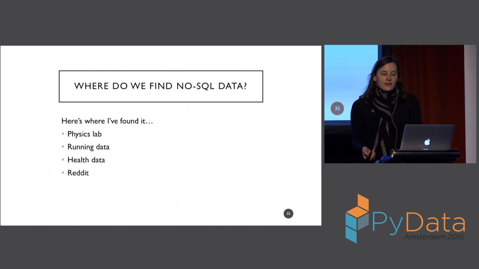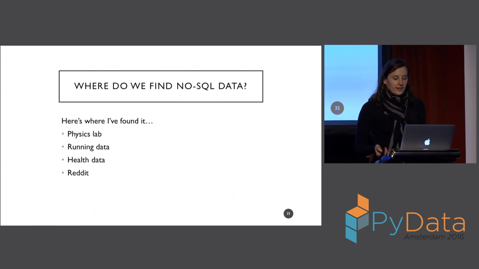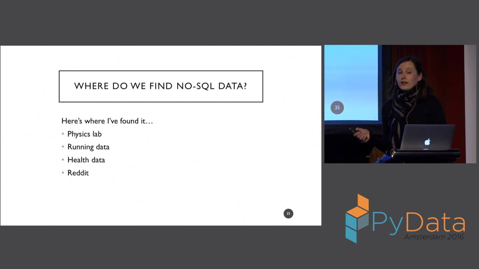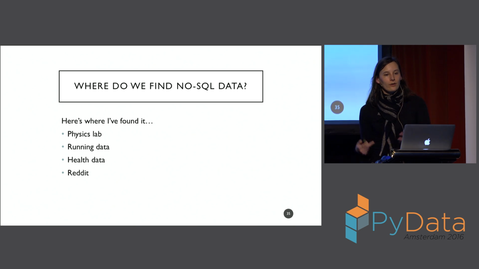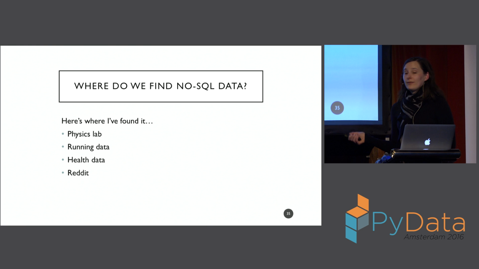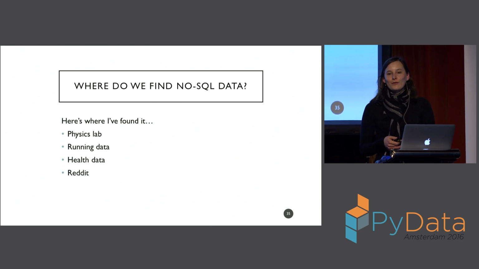Okay, so where do we find NoSQL data? Here's where I have found it, and this is why it's been on my mind. I found it anywhere from a physics lab to working on a running app to now I work with health data that sort of comes in when it feels like, and sometimes it stops coming in, and how do we make sense of that, right? Or Reddit is a popular example for people who read Reddit. That is highly, highly nested data, but it's also all a time series, right? Everything is coming in with a timestamp in response to things that came in earlier.